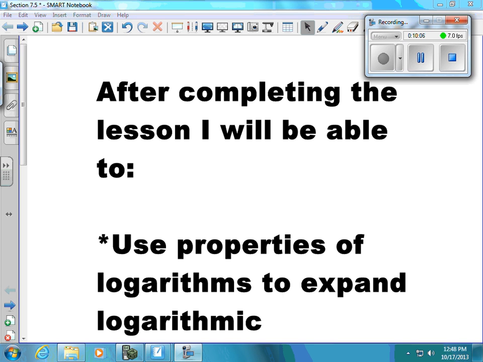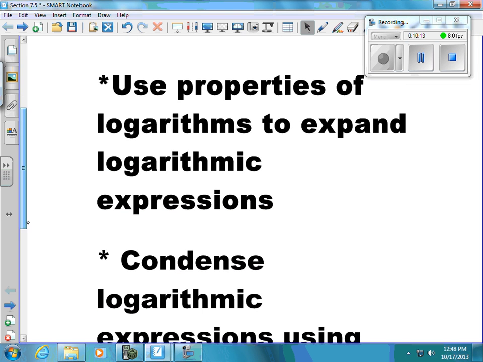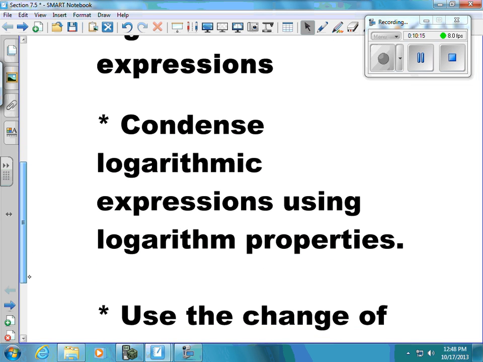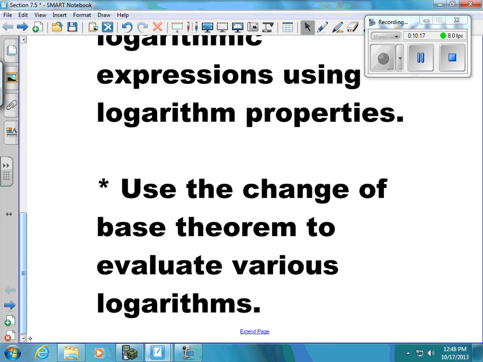So looking back over the lesson, I think we managed to hit all of our targets. We used the properties of logarithms to expand logarithmic expressions and condense them. And we used the change of base theorem and the graphing calculator app to evaluate logarithms of any base.